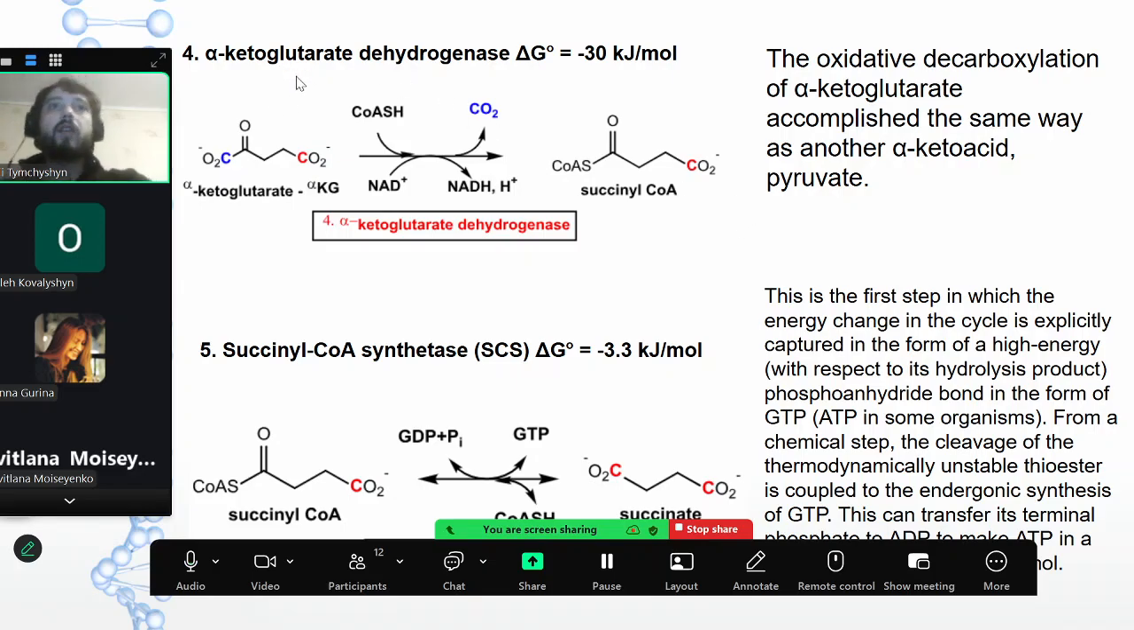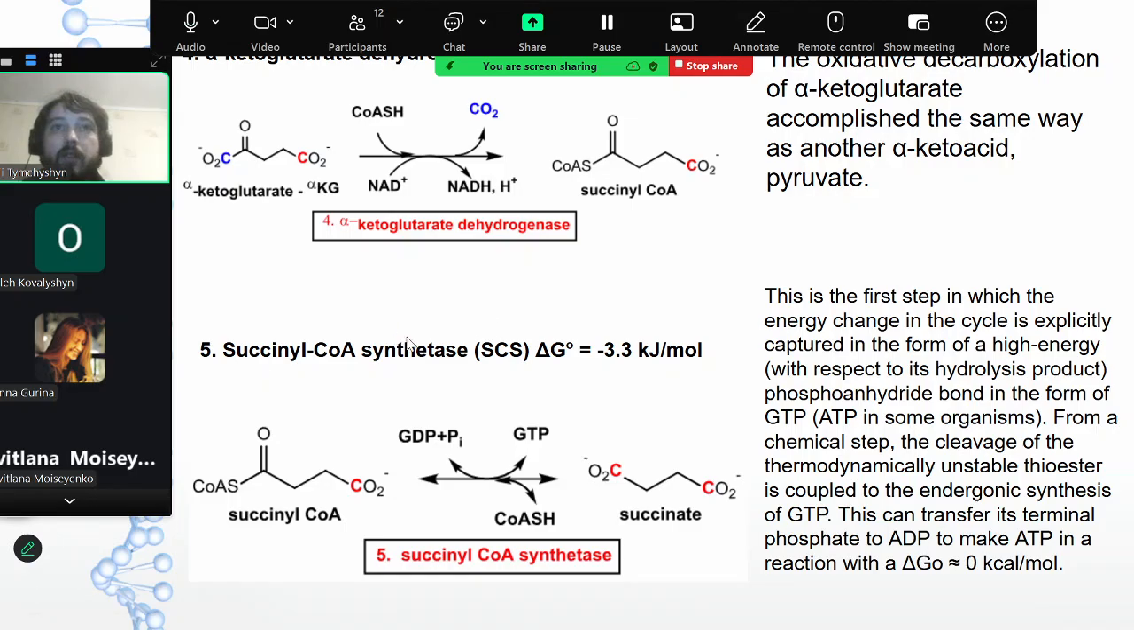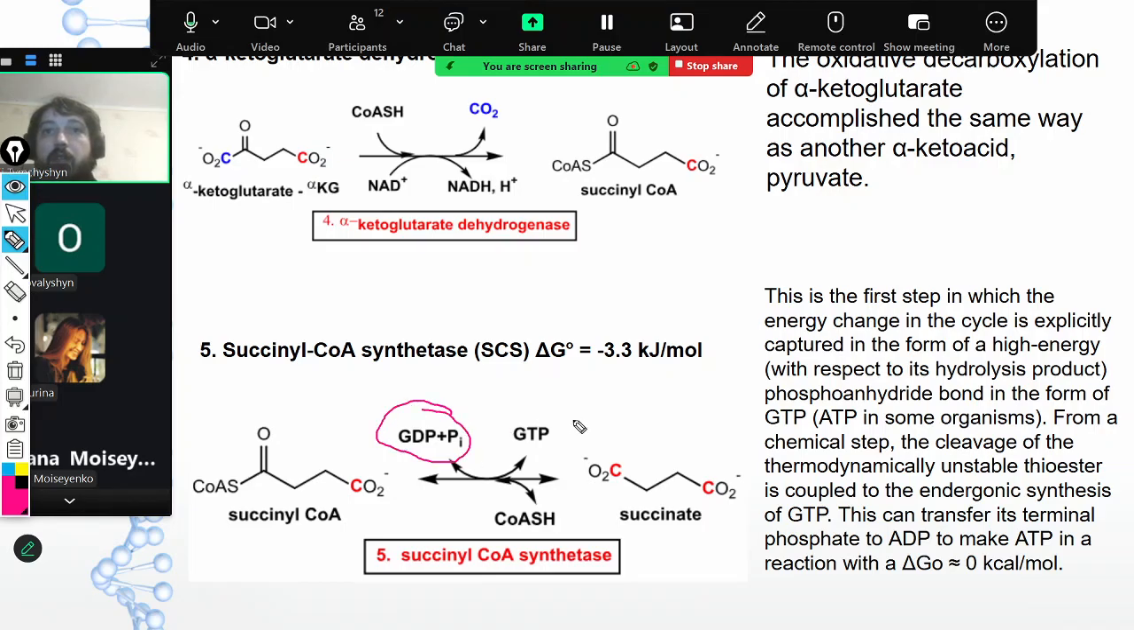Okay, so fourth reaction, alpha ketoglutarate dehydrogenase performs this sort of reaction. Once more CO2 is rejected. That's an oxidative decarboxylation of alpha ketoglutarate, and basically performed almost the same way. Fifth reaction, succinyl-CoA synthase. Here you see this sort of reaction. Interestingly, it gets from GDP to GTP, so we even gain a little bit of energy during this reaction. Well, GTP energetically is more or less equivalent to the ATP.